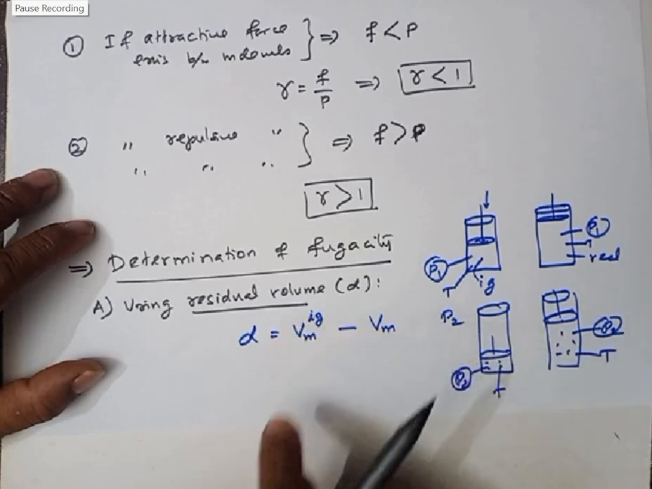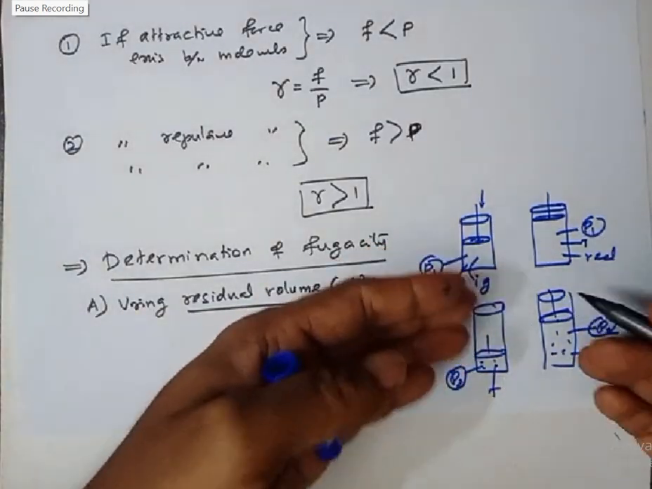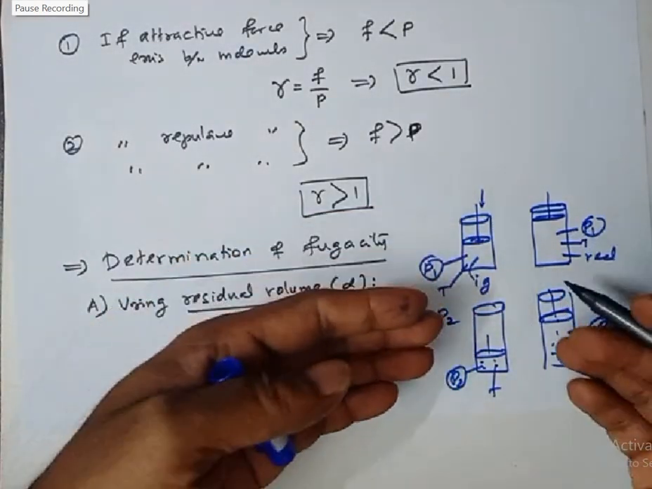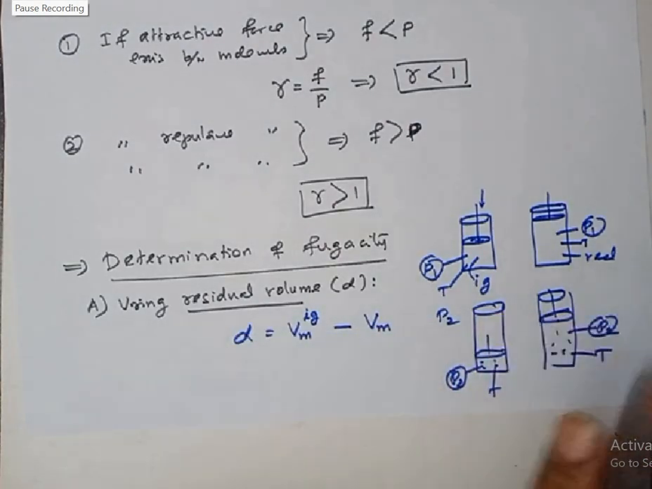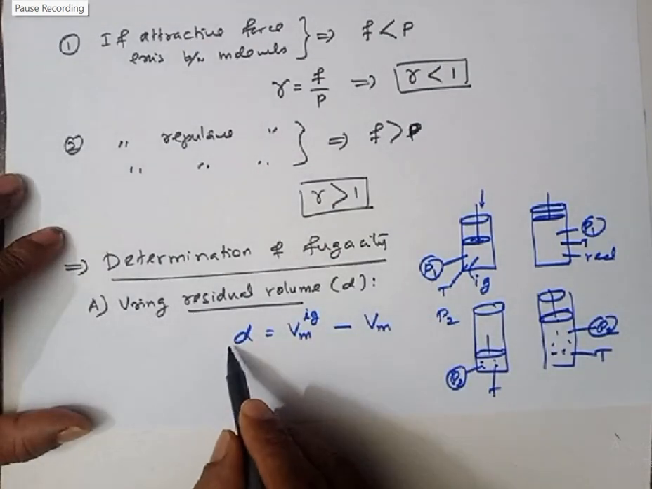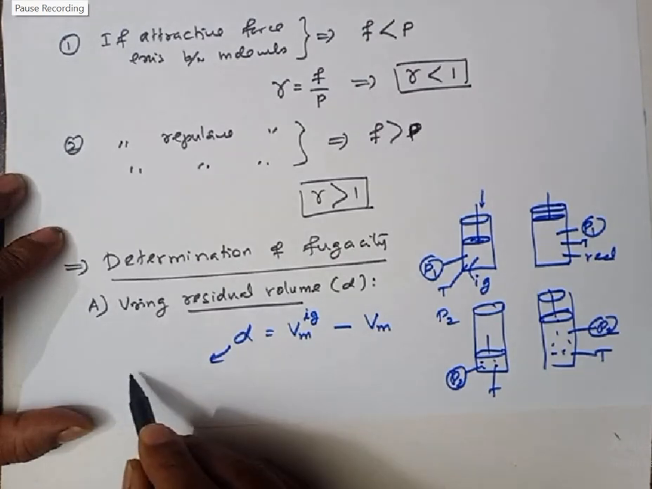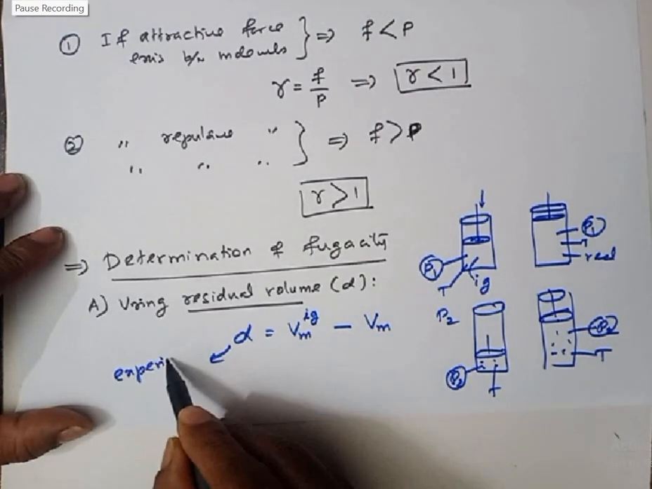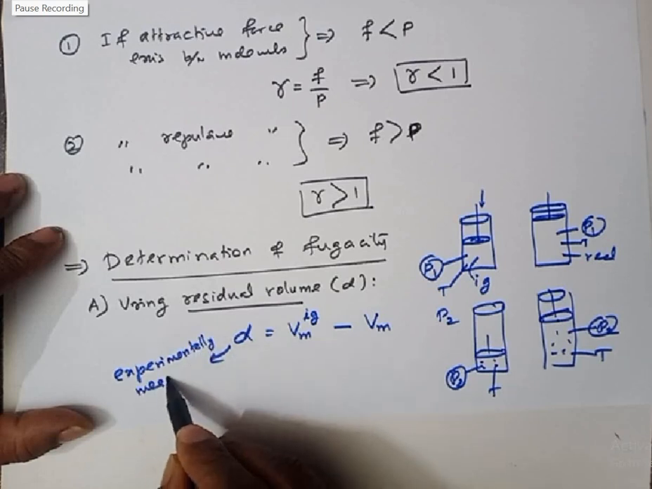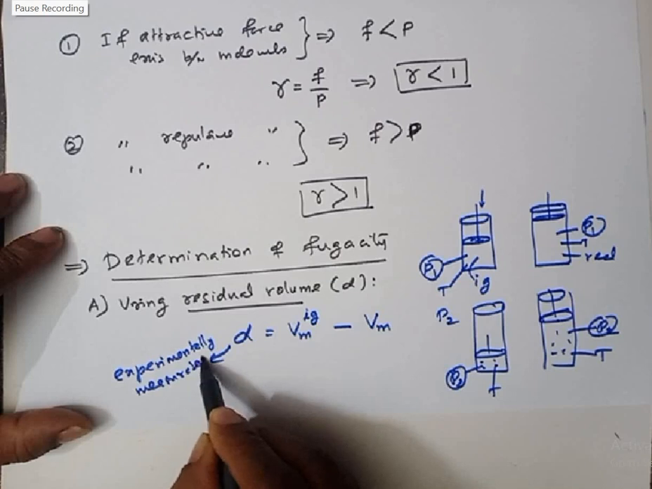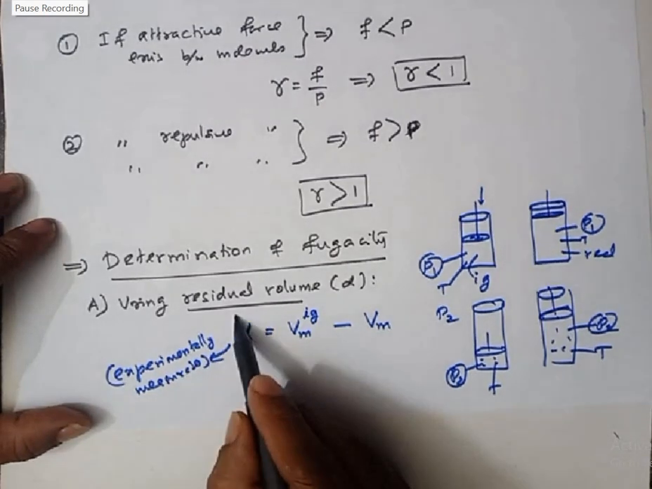You find out. Similarly, for various pressures P1, P2, P3, P4, P5, at many different pressures I find this volume difference. So remember, alpha is called the residual volume. We can measure it experimentally. It's an experimentally measurable quantity. Is this clear? Any doubt in this?